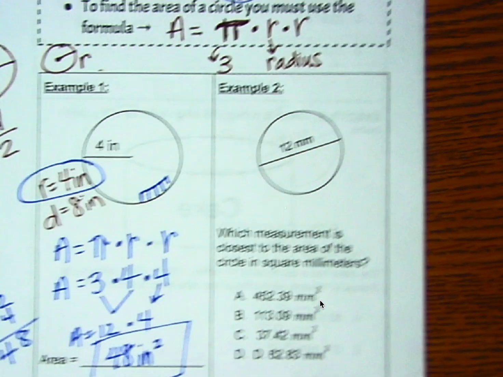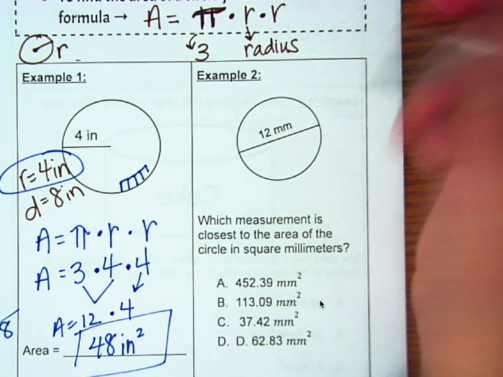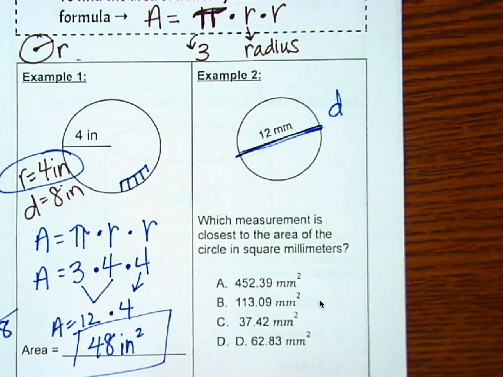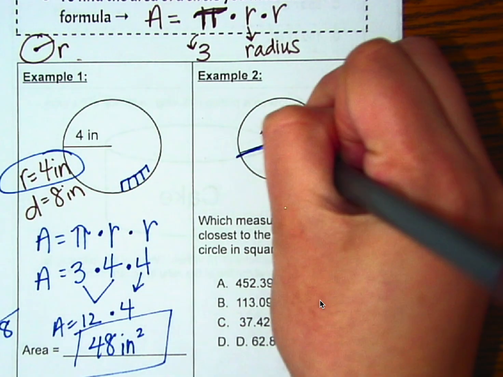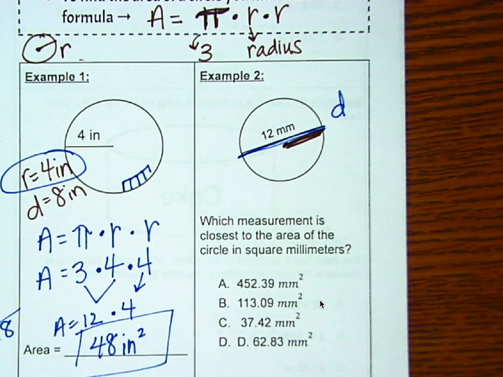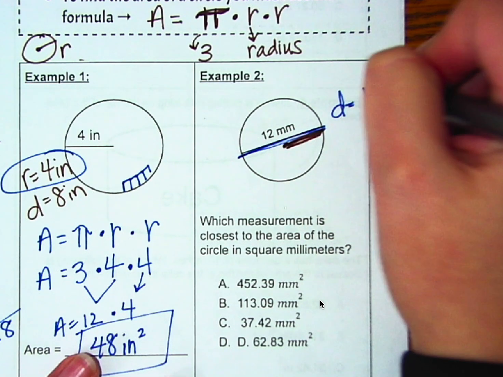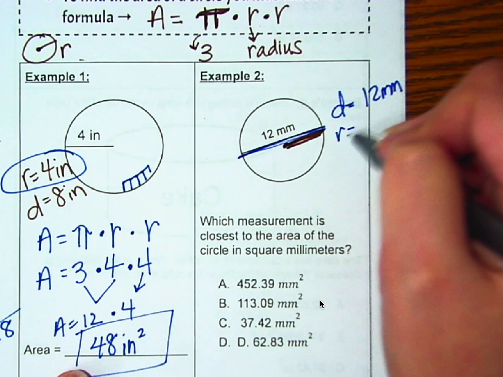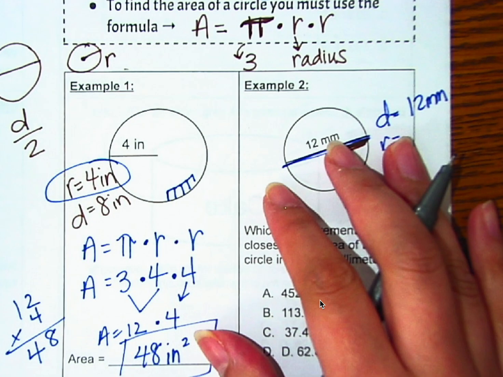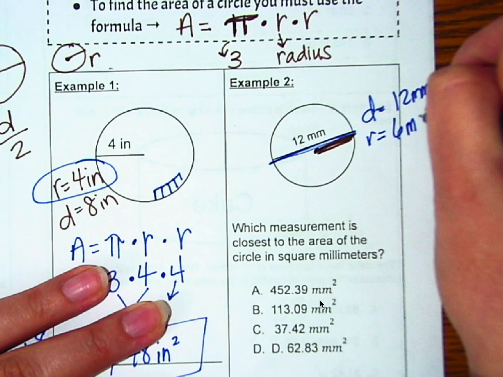Okay, so let's look at example 2. What part of the circle did they give me? They gave me the diameter because it goes all the way across. I need to find my radius. So my radius is halfway. My number is going to get bigger or smaller? It's going to get smaller. So my diameter is 12 millimeters, and I'm looking for the radius. So you're going to divide your diameter by 2. So 12 divided by 2 is 6 millimeters.